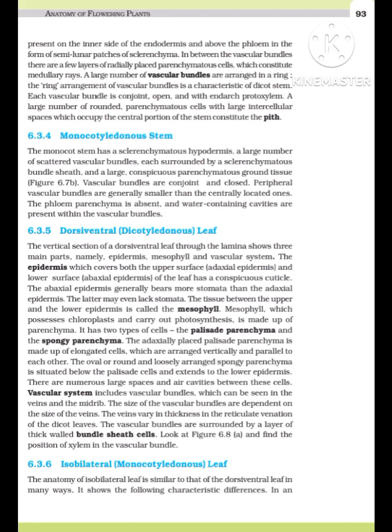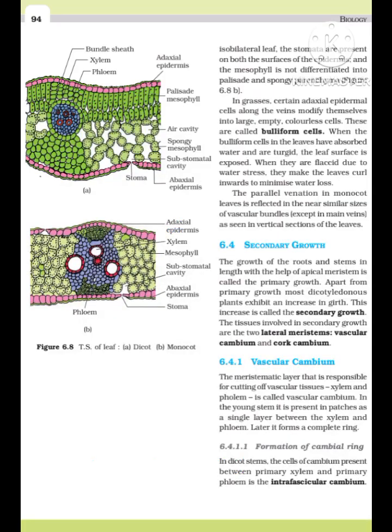In an isobilateral leaf, the stomata are present on both the surfaces of the epidermis, and the mesophyll is not differentiated into palisade and spongy parenchyma, figure 6.8b.